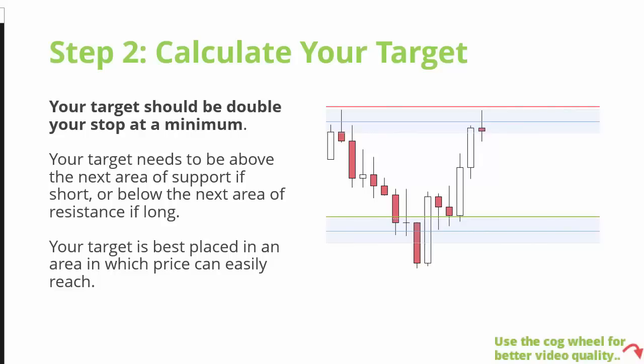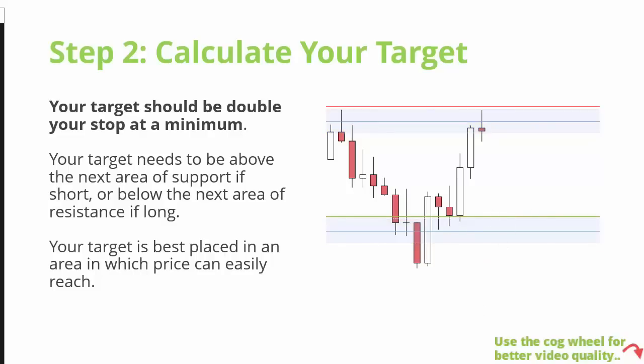The other thing that's important with targets is that your target needs to be above the next area of support if you're going short, or below the next area of resistance if you're going long. So this is the area of support here. It's just the support resistance area that we've placed on the chart. This is the area of resistance here. So your target, this green line here, needs to be above the area of support.